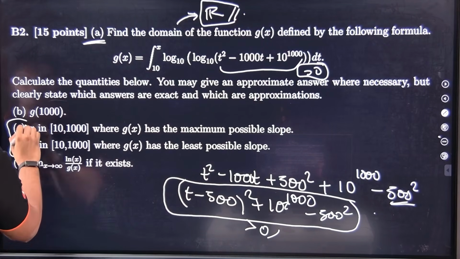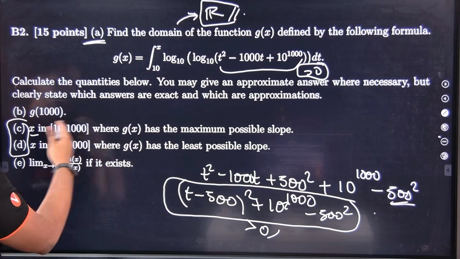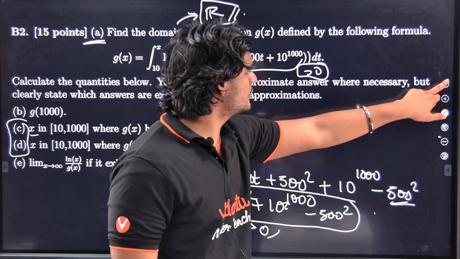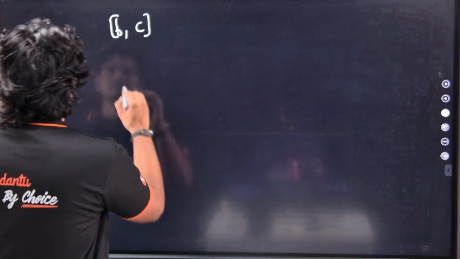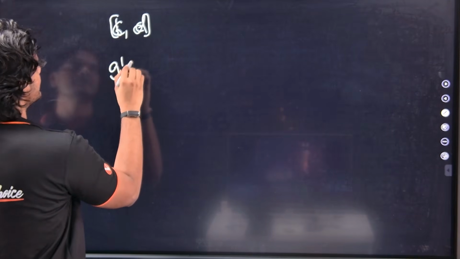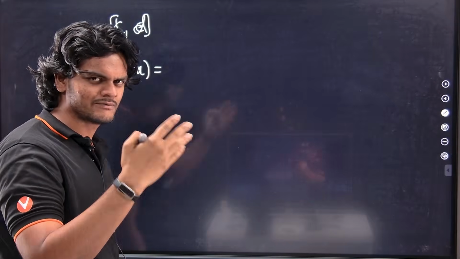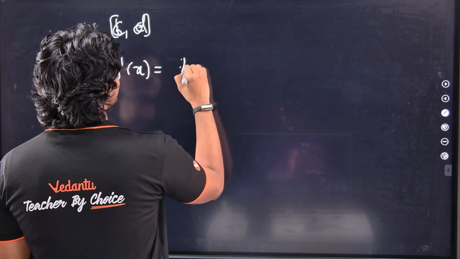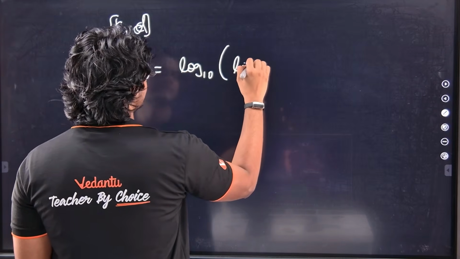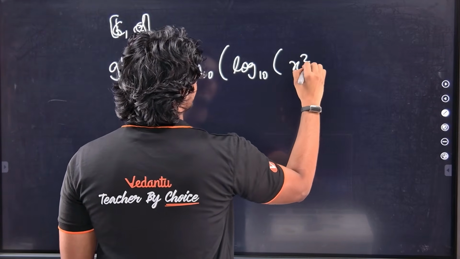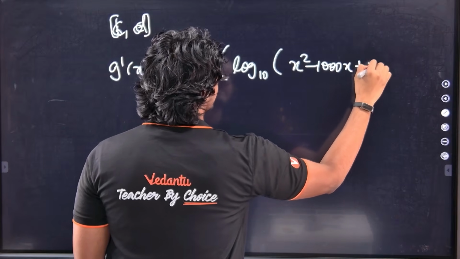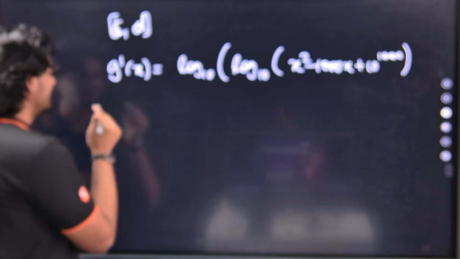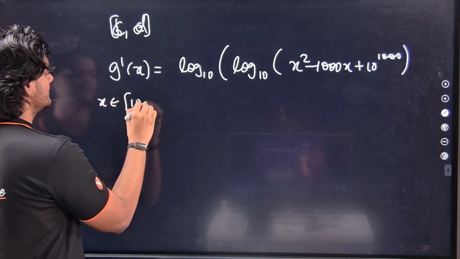Now C and D together we can say. We want x in between 10 to 1000 such that it has maximum slope. So slope, right? We are interested in slope. What is g dash of x? Using one of the fundamental theorems of calculus, you will get this to be log base 10 of x square minus 1000x plus 10 power 1000. Now, obviously, x belongs to 10 to 1000.